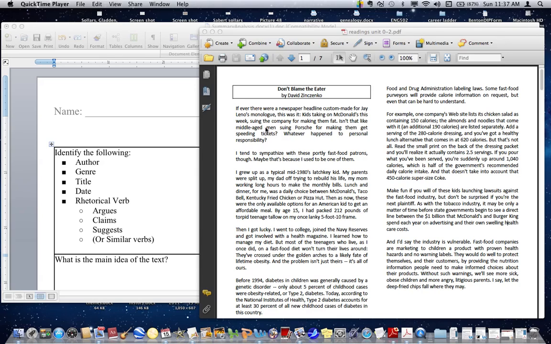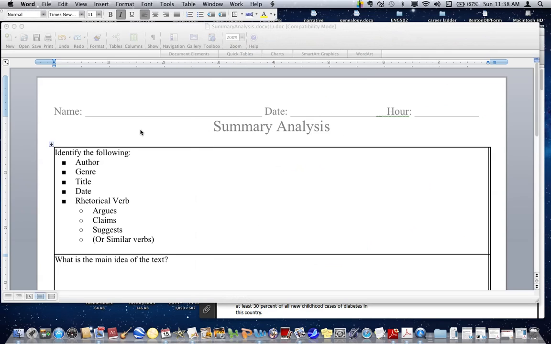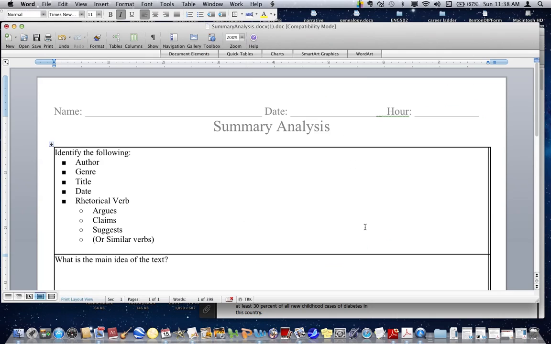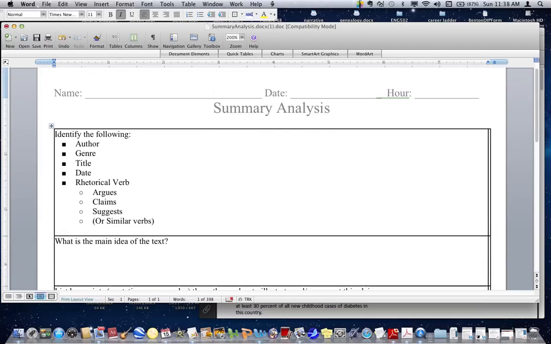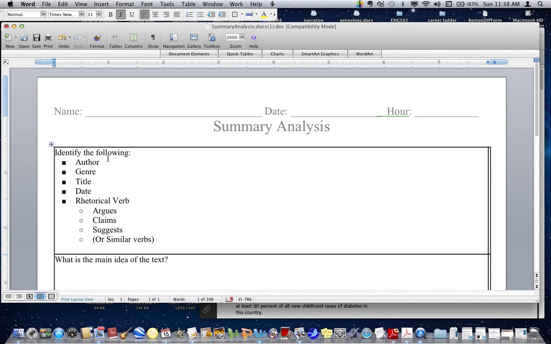Once you have read and annotated each article, the next step is to complete a summary analysis. We practiced this last semester, and if you'll recall, you saw a chart that looks something like this. At the top, you always had to fill in who the author was, what genre the reading material was actually written in, whether that be an article, a short story, an essay, a poem, etc. The title of the piece that you read.